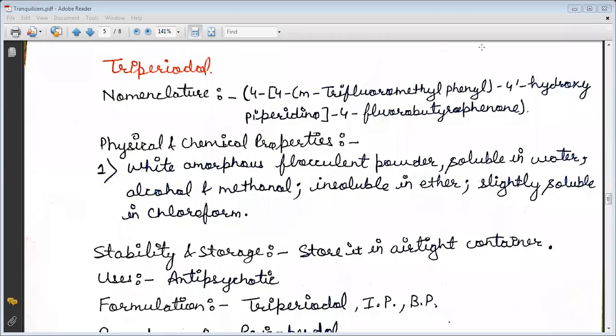In the last lecture, we learned about the tranquilizers, and in this lecture, we'll be continuing with these tranquilizers. So, the first drug of today's lecture is triperidol.